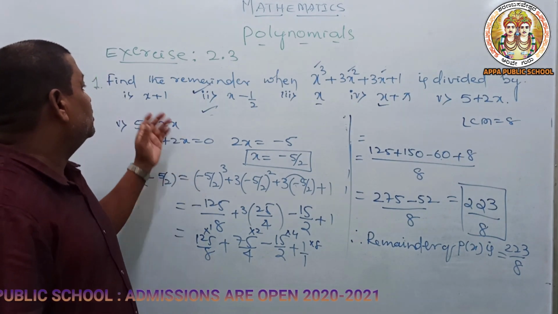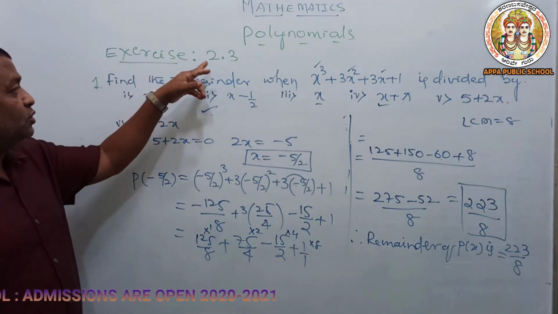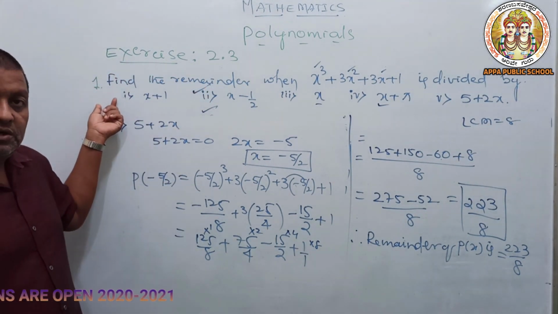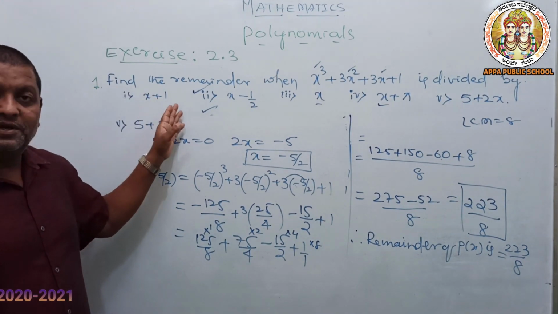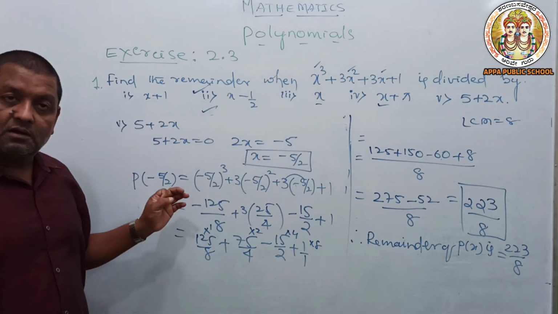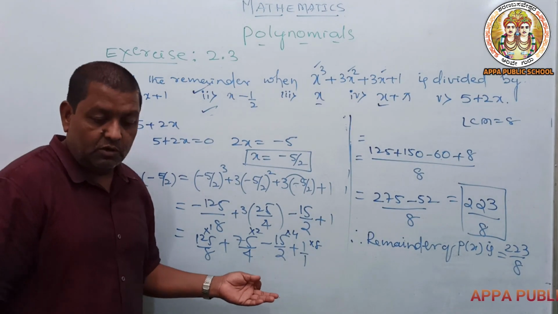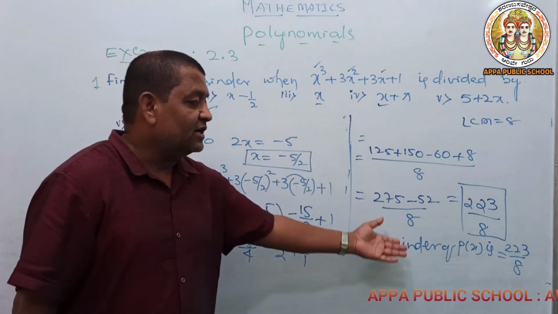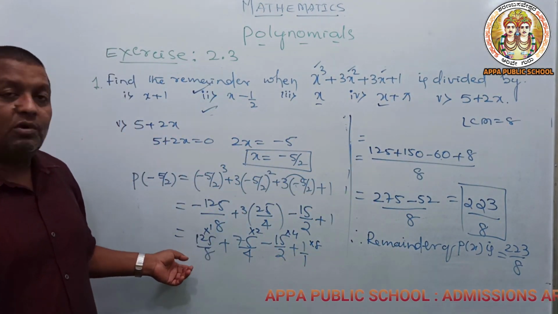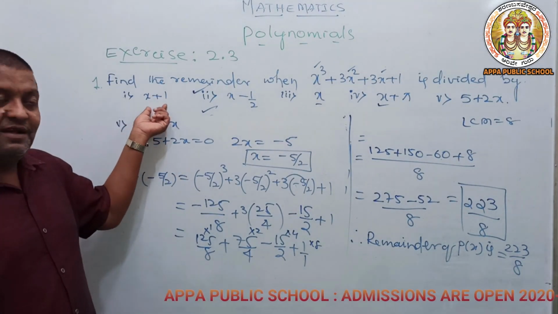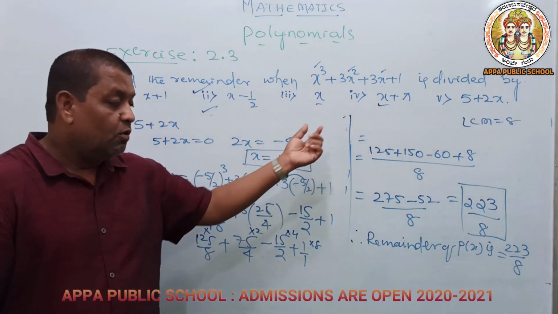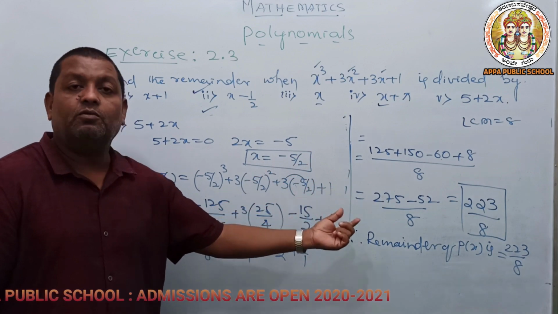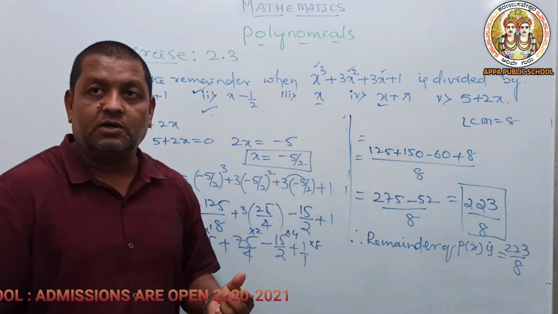This is the completion of this exercise 2.3, first bit. So another 1 to 2 bits are there. We are going to study them in the coming class, tomorrow's class. So I hope you understood. One concept we used, what is that? Take the value of x and substitute in the given polynomial. What you get as p of the respective value is our remainder.